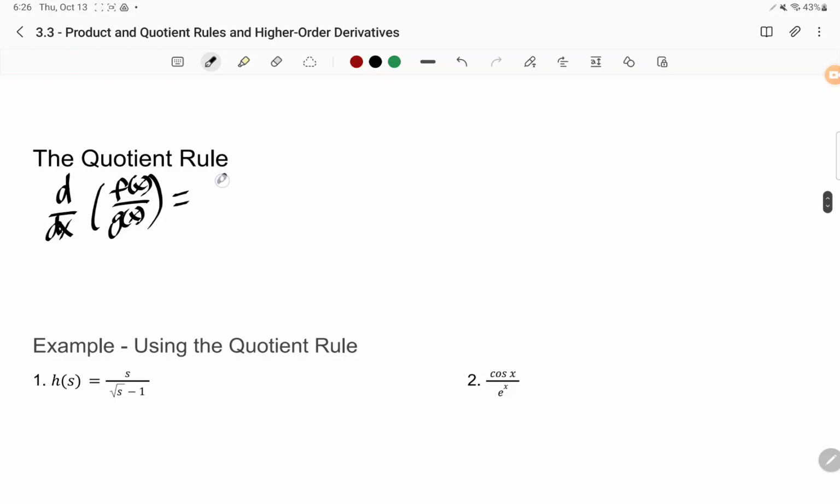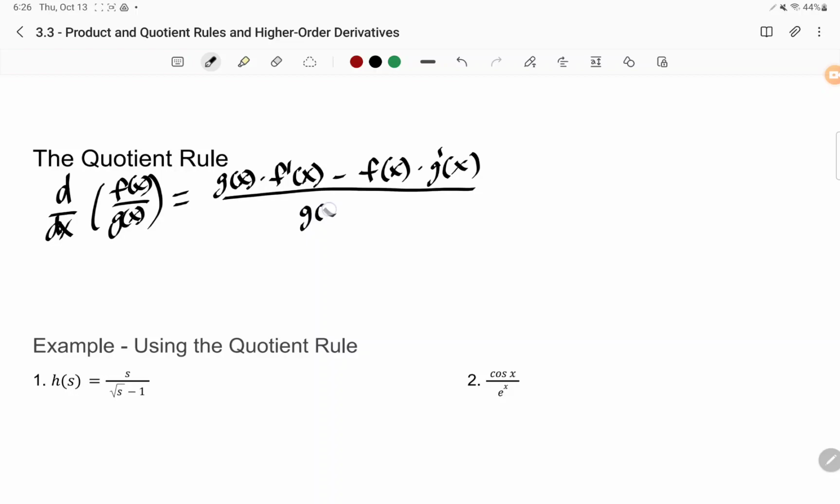So it's going to be the lower function, so g of x, times the derivative of your upper function, minus your upper function times the derivative of your lower function, all over your lower function squared. So g of x and then this squared. That is the quotient rule.